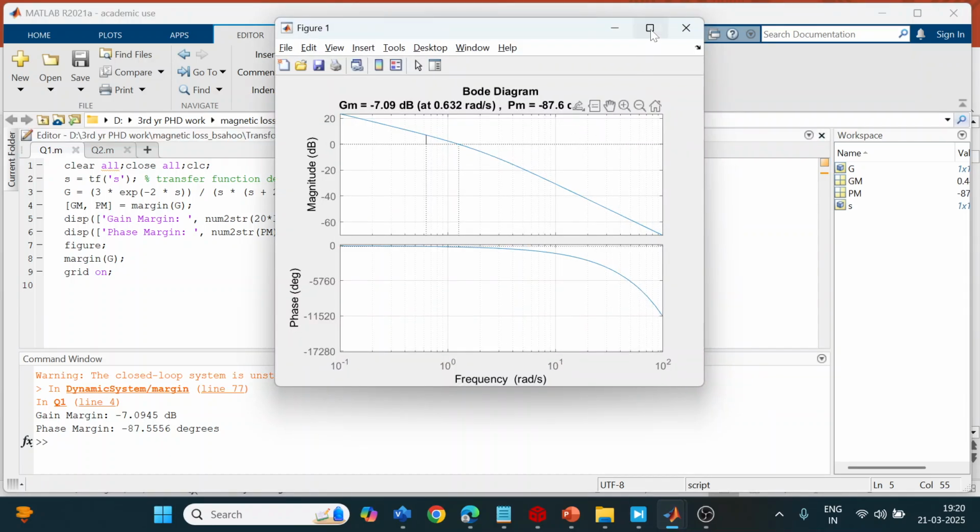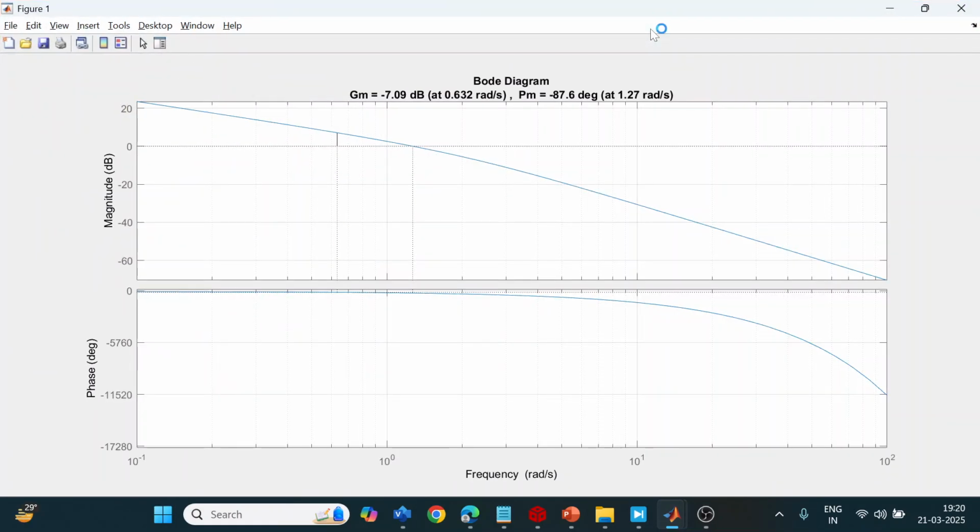Now you can see I'm just zooming it. Okay, now you can see there are two plots coming. One is the magnitude plot, another is a phase plot. On the top of this Bode diagram, the gain margin is given as minus 7.09 decibel, at the frequency 0.632 radian per second.